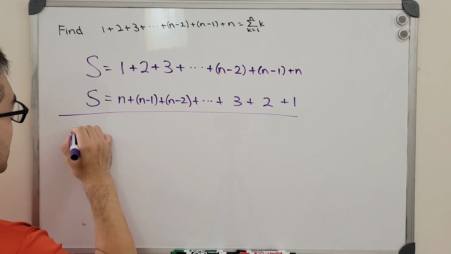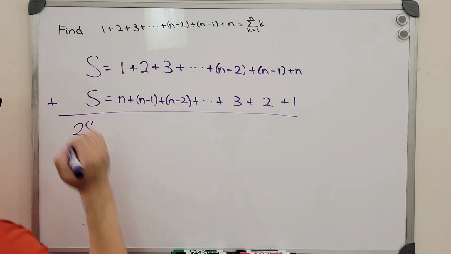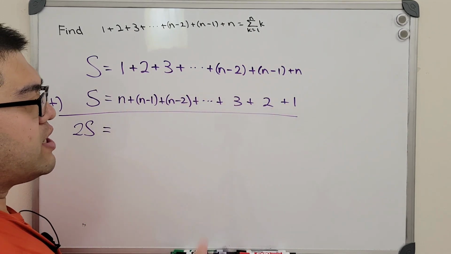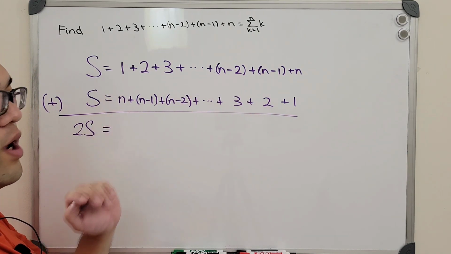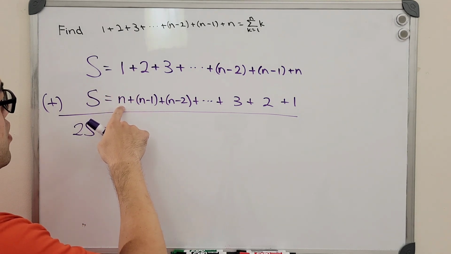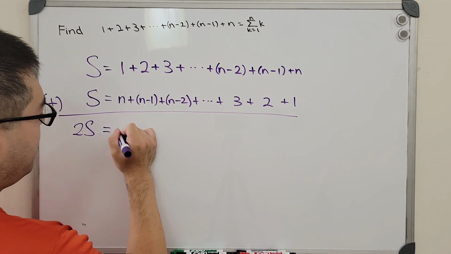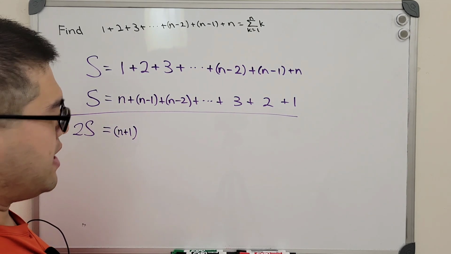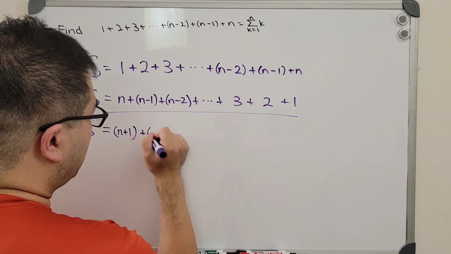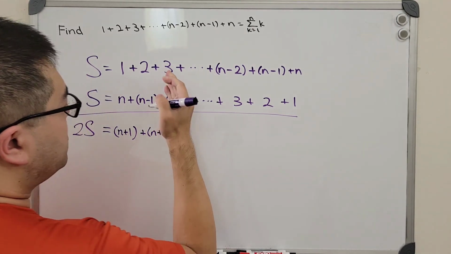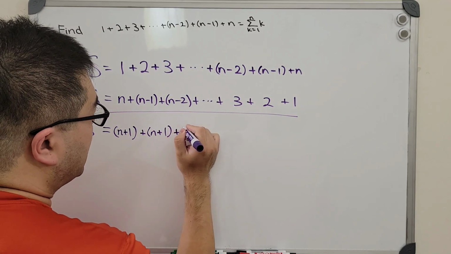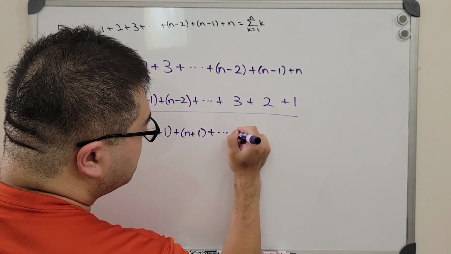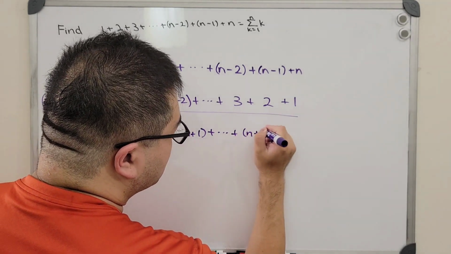So we have S plus S to give us 2S. And then on the right-hand side, as we line up all the terms in the following way, the first term will become 1 plus n, which is n plus 1. For the second term, we have 2 plus n minus 1, which is again n plus 1. The third term will also be n plus 1 as we add them together. In fact, if we add all of them together, we will always get n plus 1.